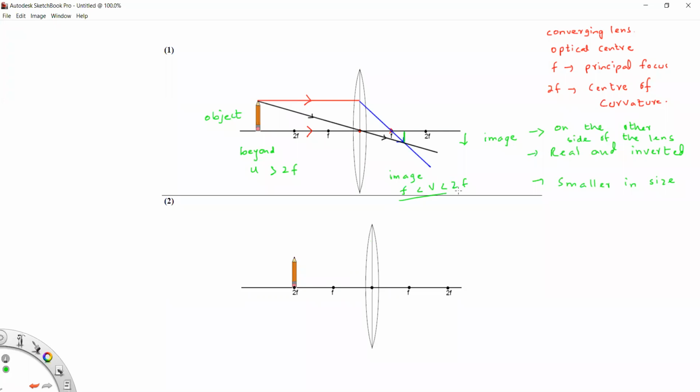So the location is here. This is all that we need to understand through a ray diagram. And obviously, we would be practicing questions from past papers.